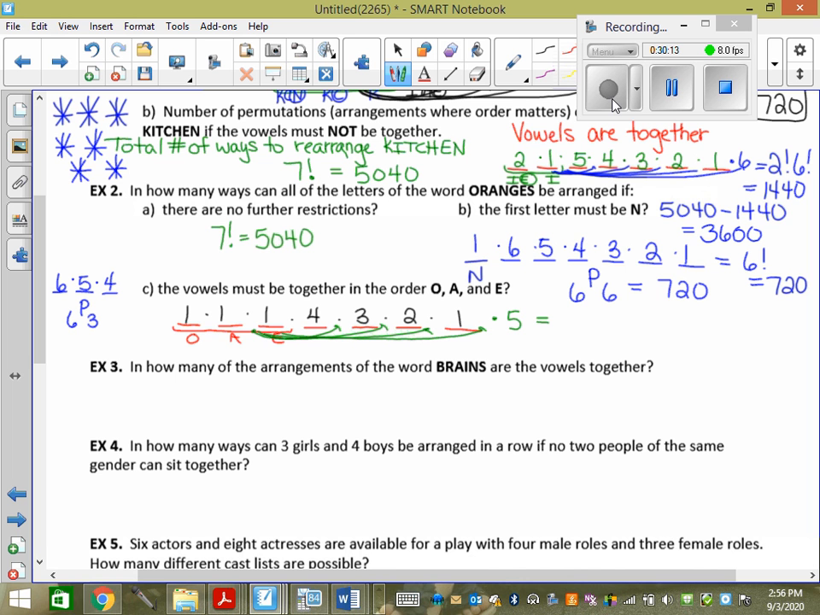So this is a 4, I'm going to multiply by 5. I can write that as 1 times something is just itself, right? So we don't have to write the ones. And then this is 5, 4, 3, 2, 1. So I could write it as 5 factorial. How else could I write it? 5P5, someone said. I could also write it as the actual answer, which is 120.